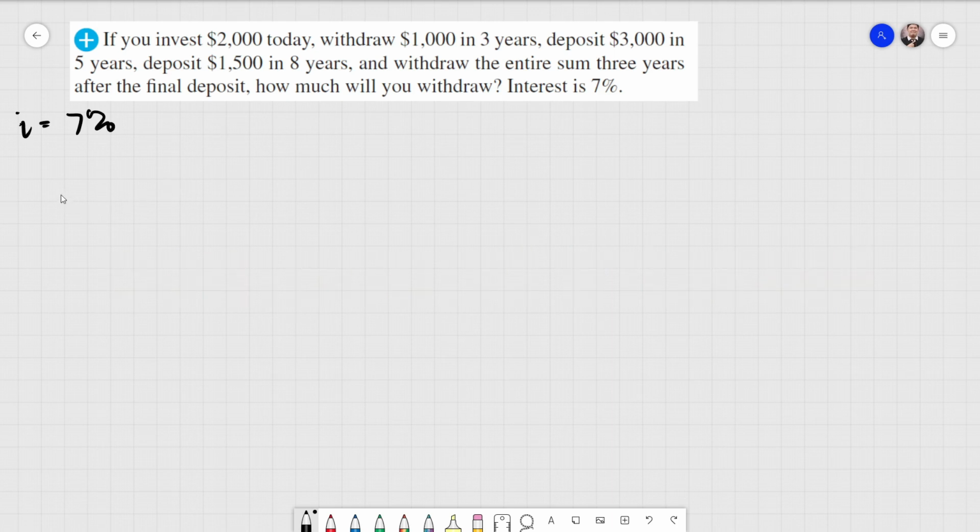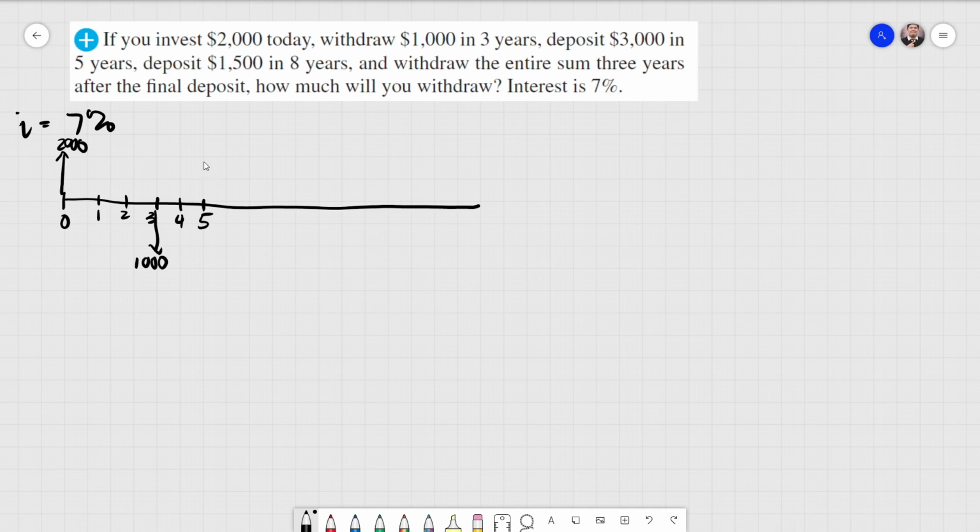Una is gawa tayo ng cash flow diagram. So, we have this cash flow diagram here. This is year 0. So, if you invest $2,000 today, so you have invested $2,000 sa iyong account. So, meron ka ditong 2,000. And year 1, year 2, year 3. This is year 3. You withdrawn $1,000 in 3 years. So meron kang withdrawal na $1,000. And nag-deposit ka ulit sa year 5 ng 3,000.